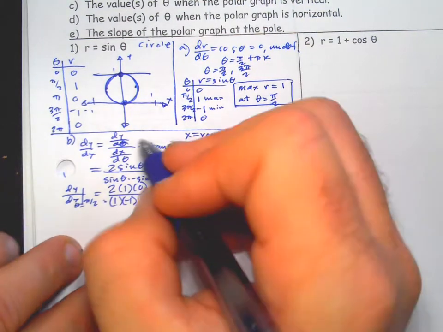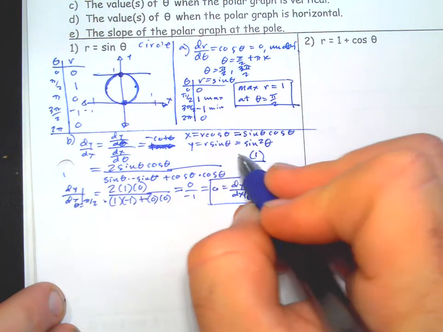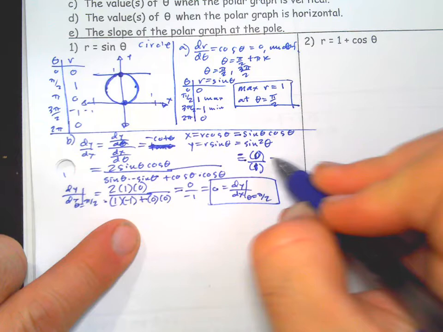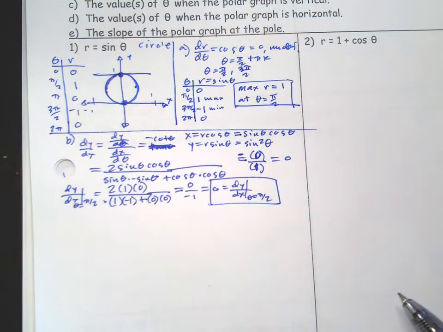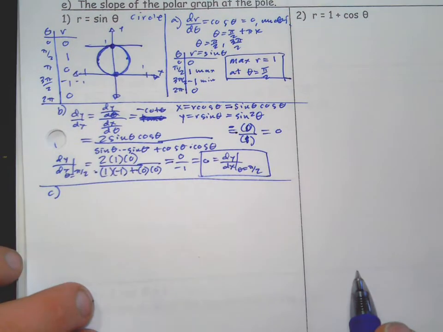Oh, no. It wouldn't be tangent because we're not at the pole. It would be negative cotangent. So it would be negative cosine of pi over 2, which is 0 over that, and you would get 0 that way too. So it's up to you. Okay. C. Find the values where the graph is vertical.